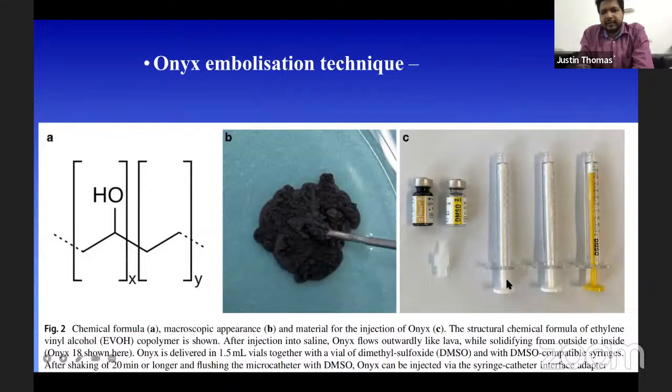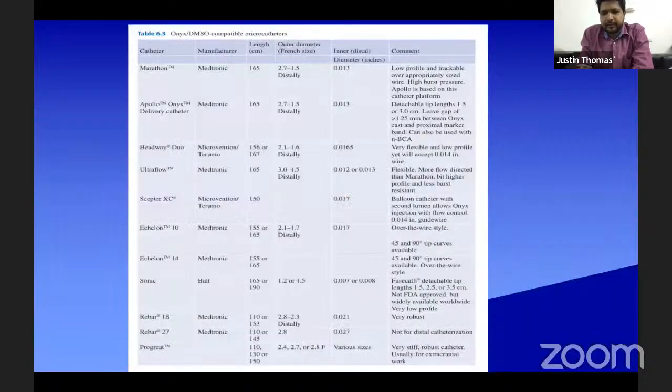This is onyx embolization. And in onyx embolization, the solvent is DMSO. The catheter is initially flushed with DMSO. Then by injecting onyx, this is the onyx cast. This is the black onyx cast which is formed on contact with the blood.